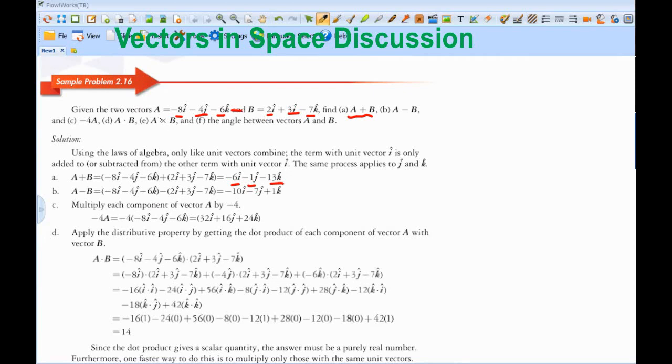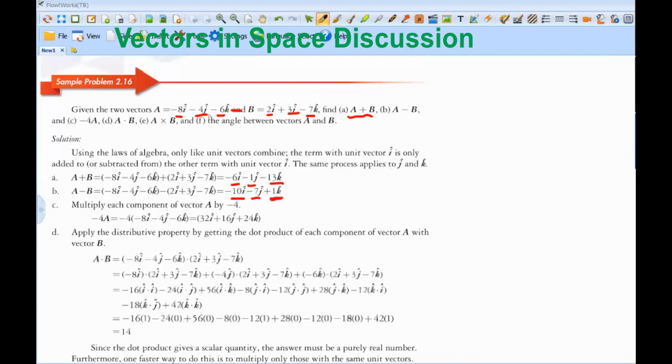Next, A minus B, same thing. We will subtract. Negative 8i minus 2i will give you negative 10i. Negative 4j minus 3j is negative 7j because that's minus. Negative 6k minus negative 7k is positive k.